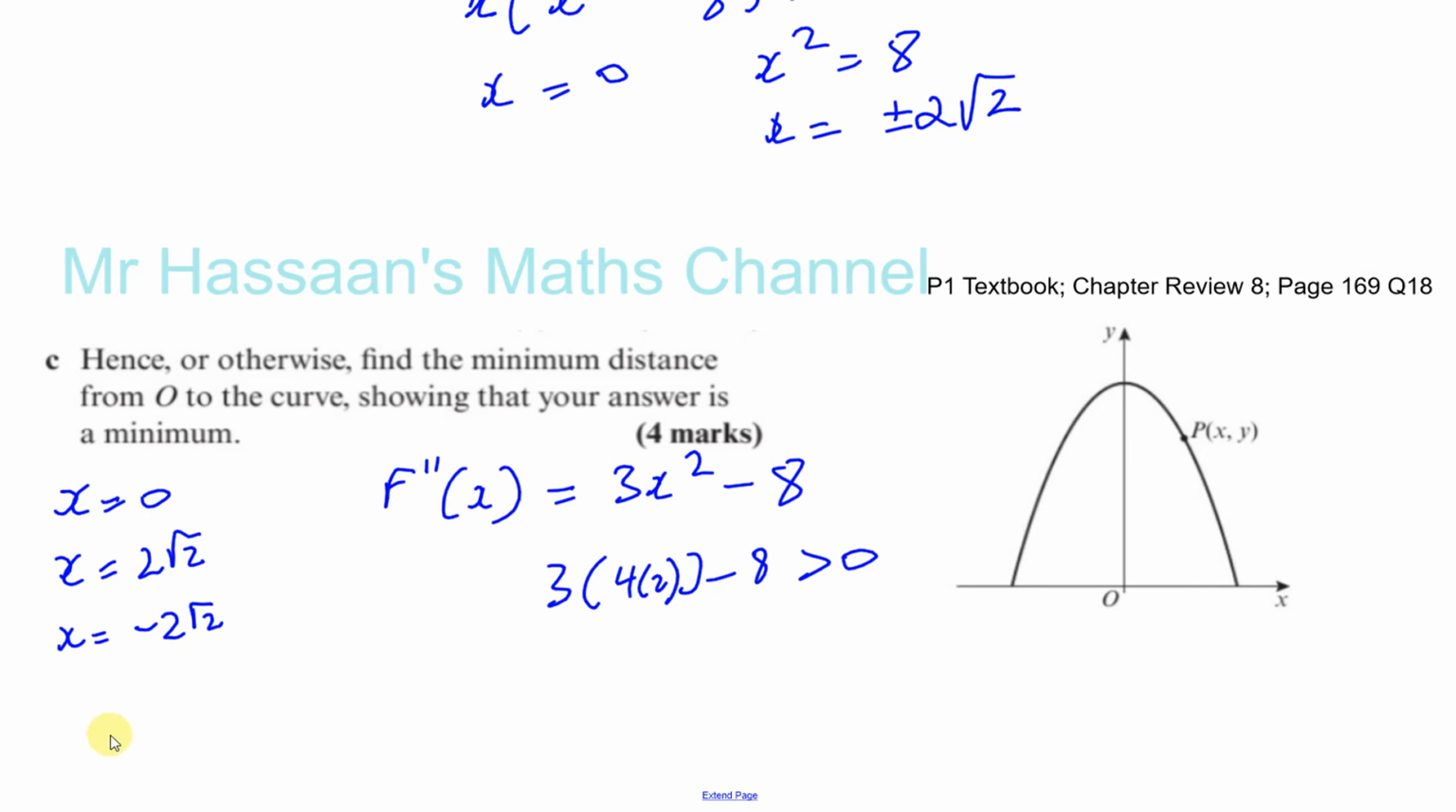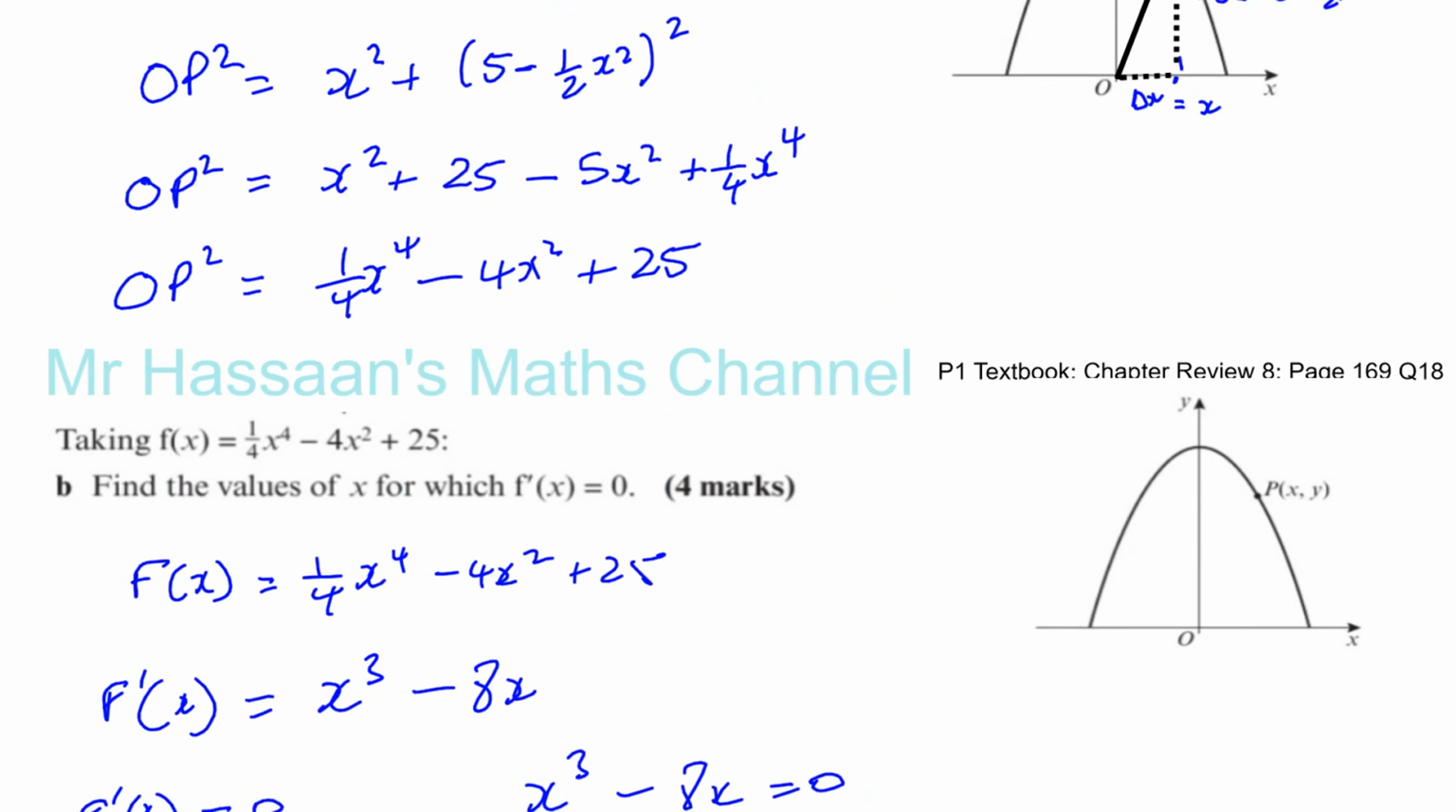But x equals 0 will give me a maximum, because when I put 0 in there, f double dash of 0 is going to give me something which is negative. It's less than 0. Therefore, this is a maximum. But these two values will both give me minimums. So I know when x equals 2 root 2 or x equals minus 2 root 2, I'm going to get a minimum value.